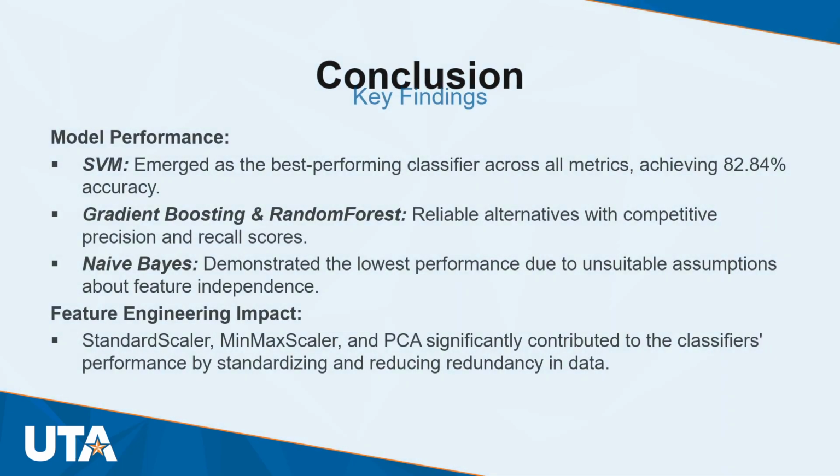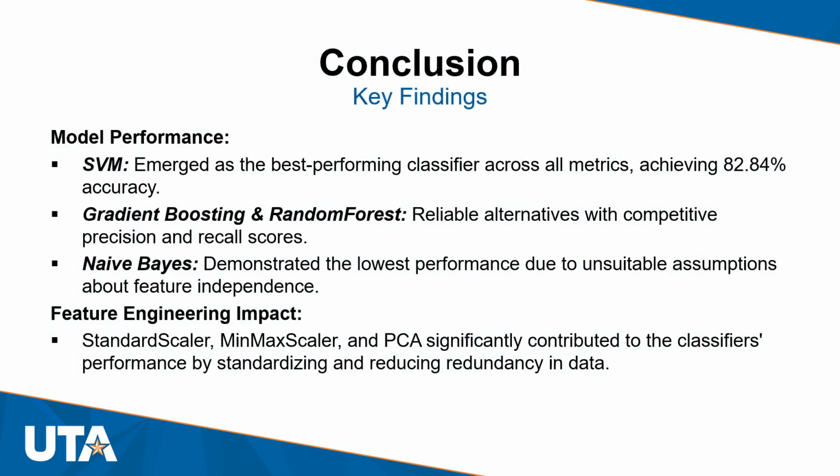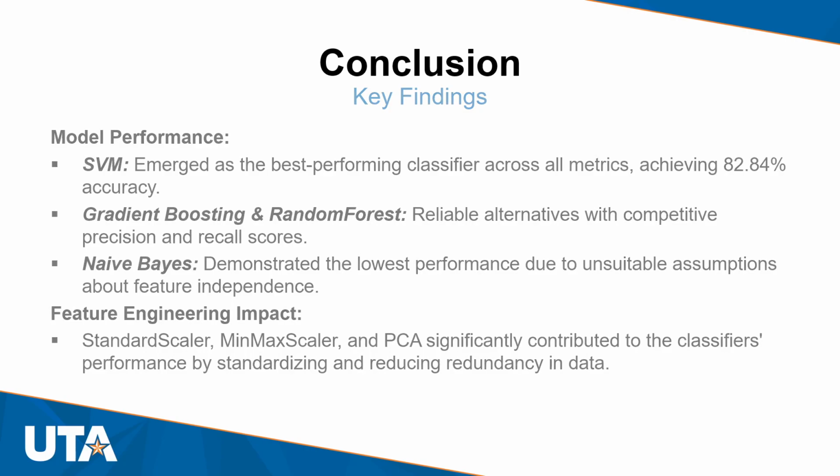Conclusion. In conclusion, the SVM model provides the best classification results for vehicle silhouettes, achieving 82.84% accuracy. Gradient boosting and random forest were reliable alternatives showing consistent performance. Further improvements could include refining feature engineering techniques, expanding dataset size, and exploring deep learning models like CNNs.